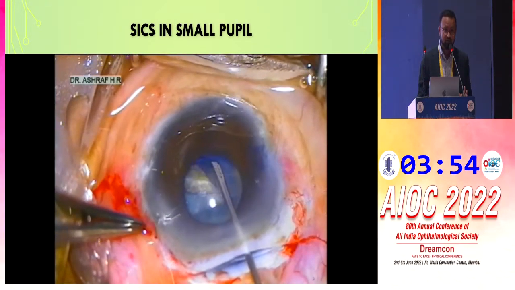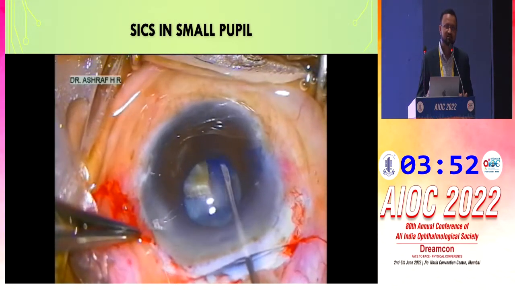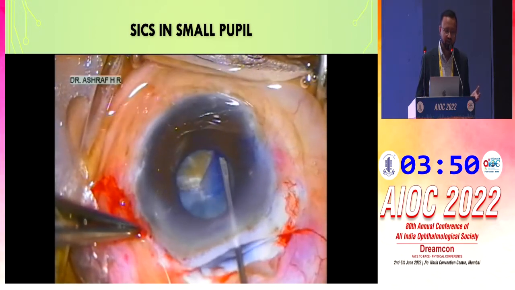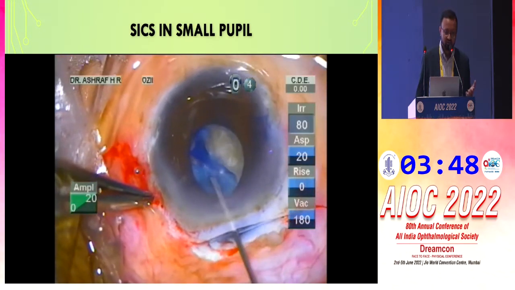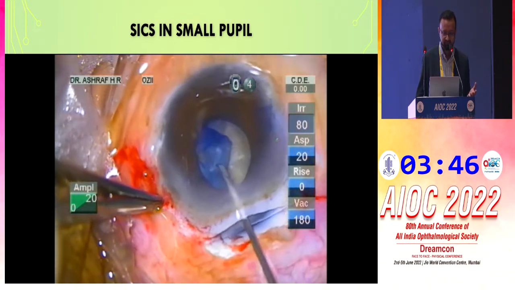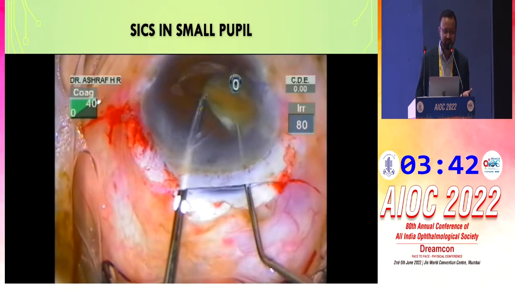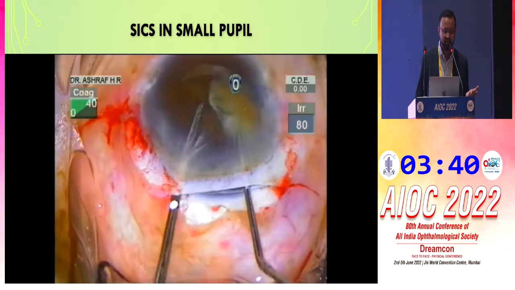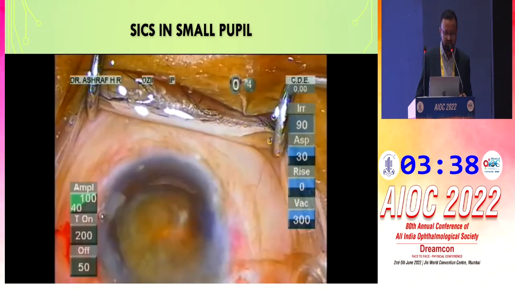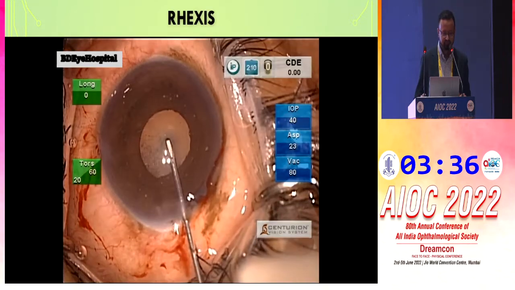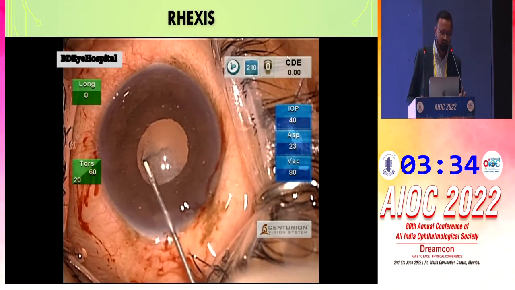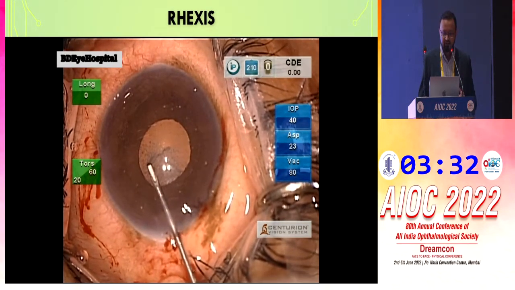We're talking about phaco, but in SICS we can easily manage the small pupil, and even hard cataract through SICS. Here in SICS, the rhexis is beneath the iris, and we just prolapse the lens and explant it. So when we do phaco, we can plan a few steps for the rhexis.